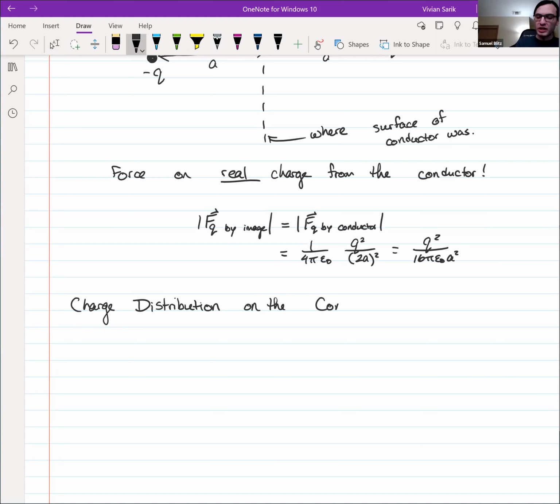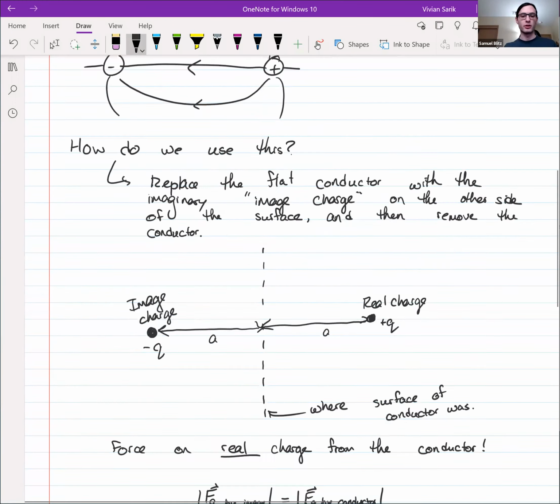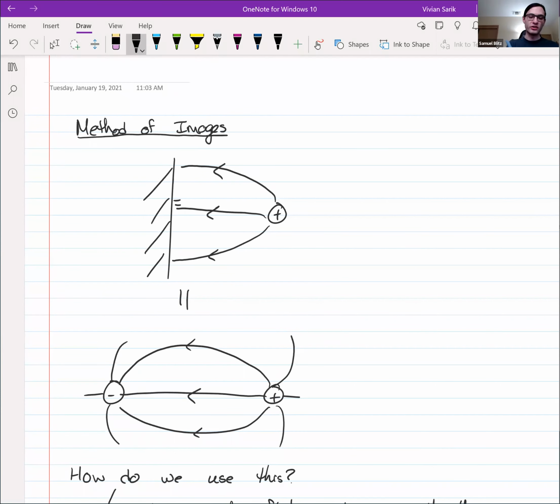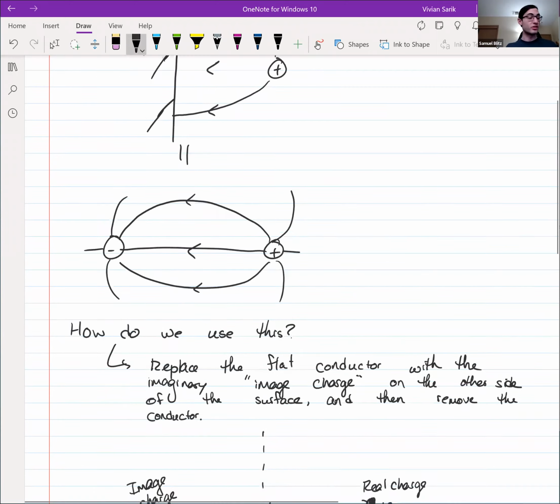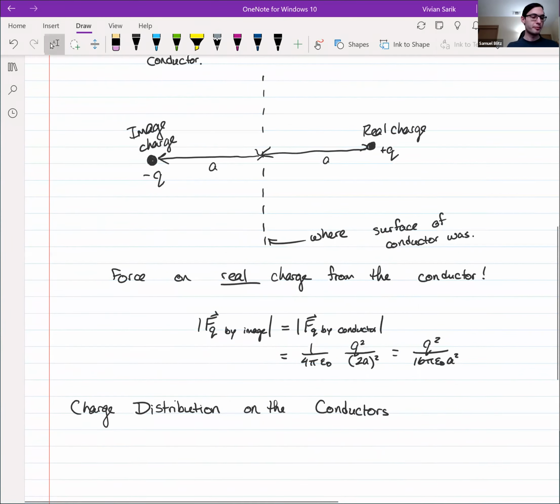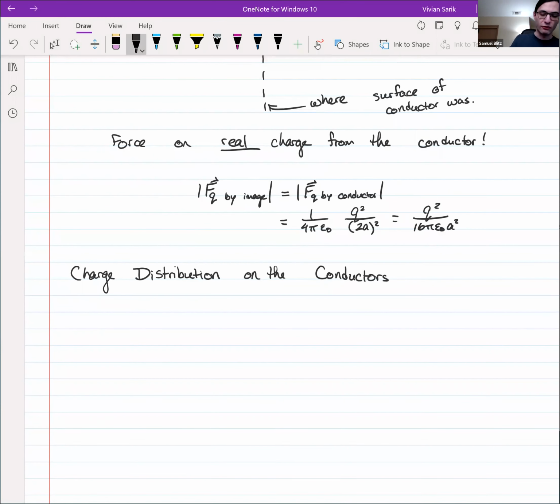I.e., we know that the negative charges will be attracted to the center of the conductor. So there would be more negative charges here, and there'd be less probably further away. The question is exactly how do we describe that mathematically? And we can use this method of images to solve that problem, to figure out what the charge distribution is on the conductor when a real charge is near it.